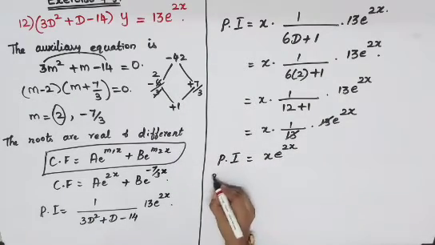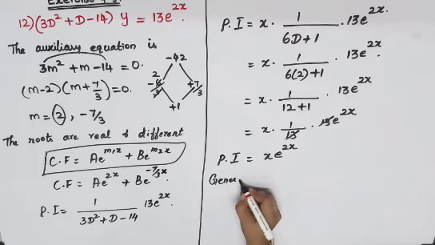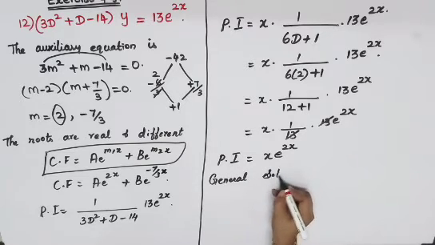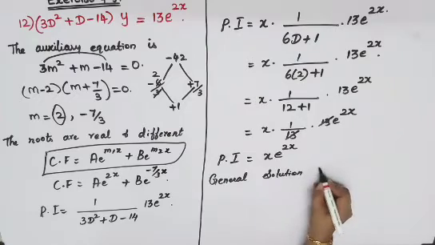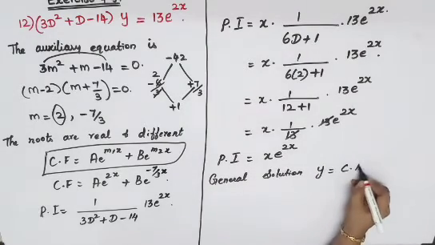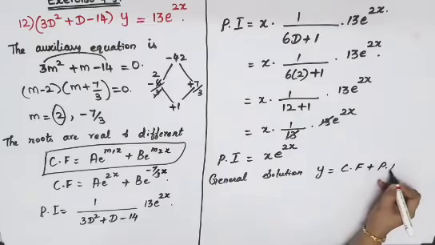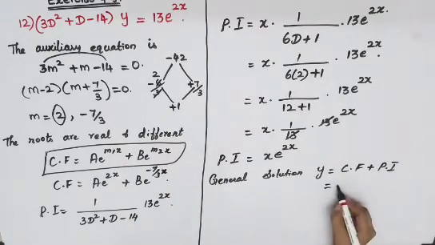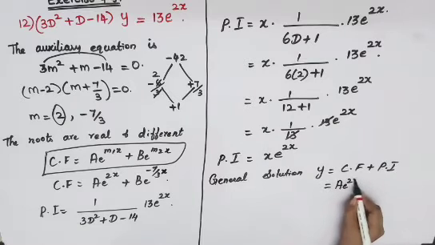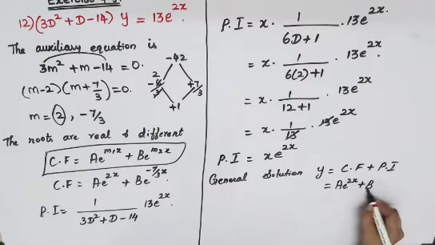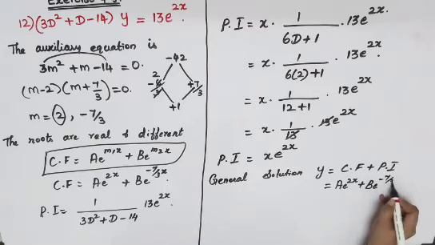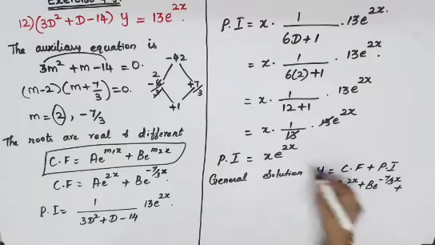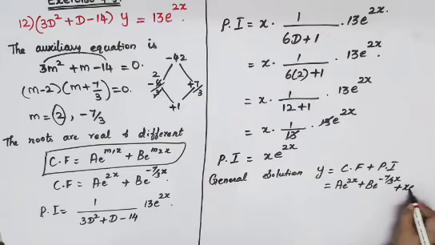Now going to your general solution. The general solution is y is equal to CF plus PI. So CF, what we have got here, just write that answer. So that is a e power 2x plus b e power minus 7 by 3x, plus your PI is this answer, that is x e power 2x. So this is the answer for your 12th question.